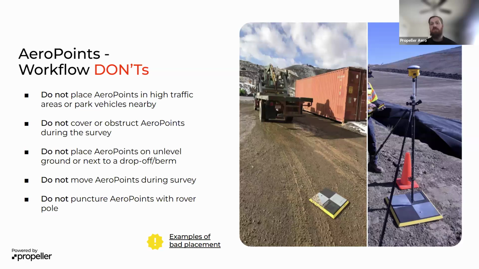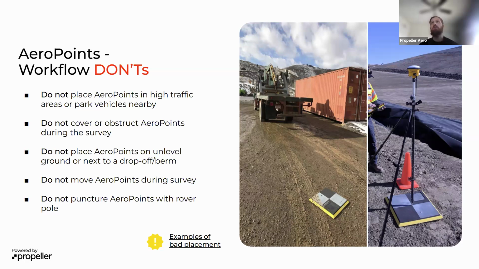But what it will do is if it's next to a busy haul road or anything like that, where we've got like 777s on a mine driving by regularly, that may cause some GPS interference, so we want to avoid that. We don't want to cover or obstruct them. The rover is typically the big one that we'll see in photos still on top of an AeroPoint while that data was being collected.